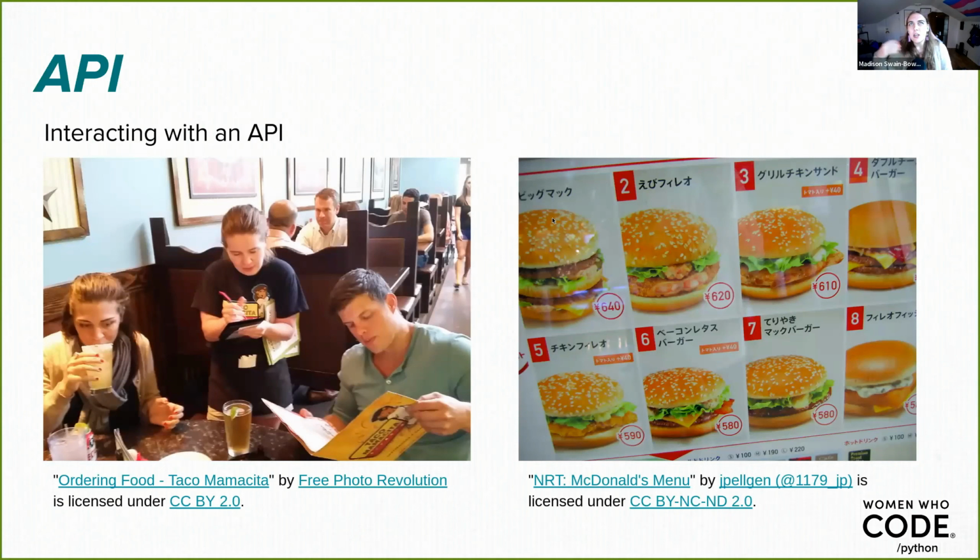So a good way to think about interacting with an API is like ordering a meal, right? You have a customer, a waiter, and a restaurant. A customer talks to the waiter and tells them what they want, and the waiter then takes down that order, communicates it, brings it over to the kitchen and says, table number whatever, ordered this. The kitchen does their work, they produce the food, and then the waiter delivers it back to the customer.